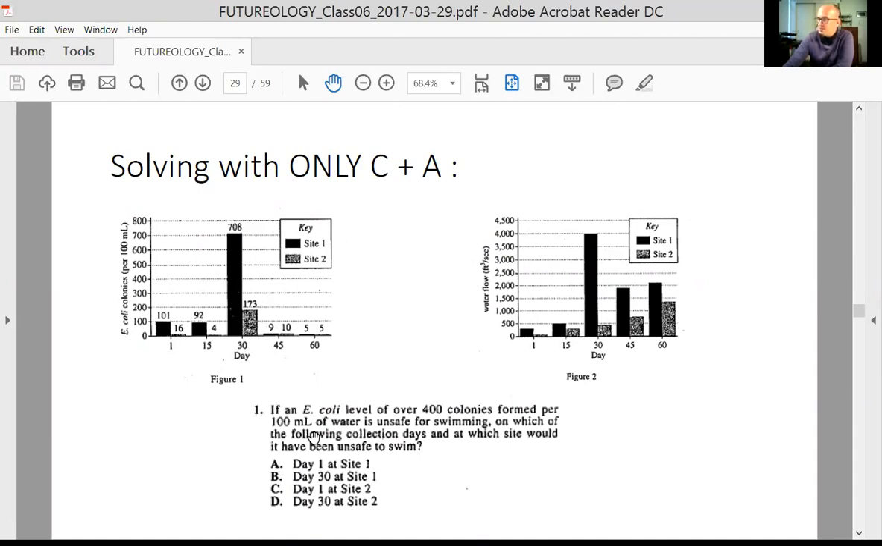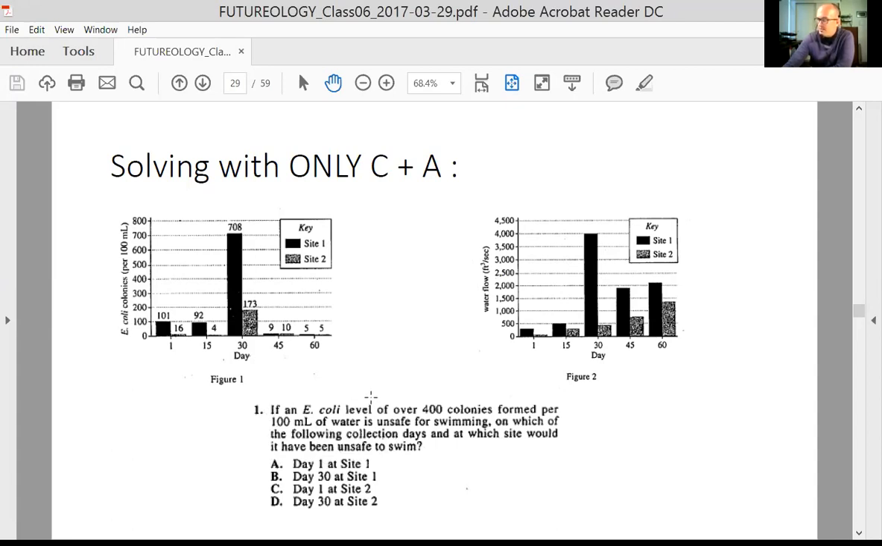Question 1 says, if an E. coli level of over 400 colonies formed per 100 milliliters of water is unsafe for swimming, on which of the following collection days and at which site would it have been unsafe to swim? Now that's a lot of information. I think most people, when they read this, their brains just kind of glaze over. So if you found yourself reading this and going, what the heck did I just read?